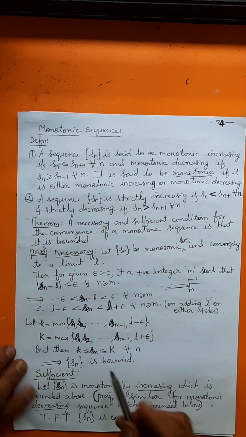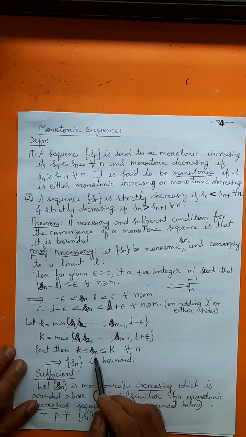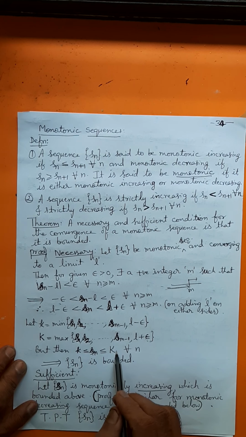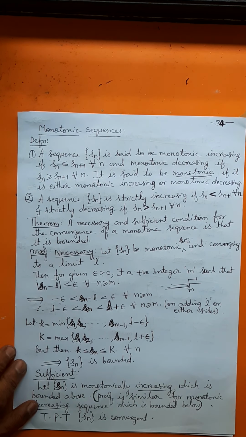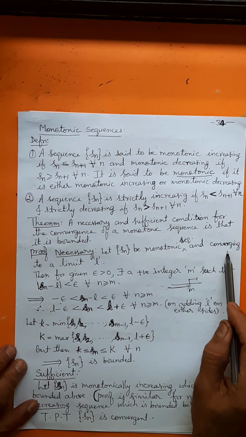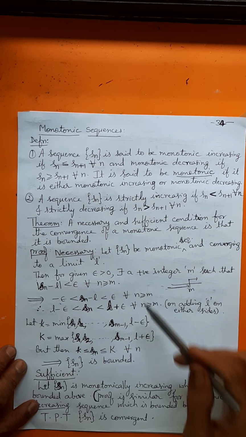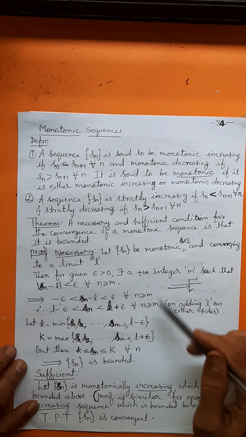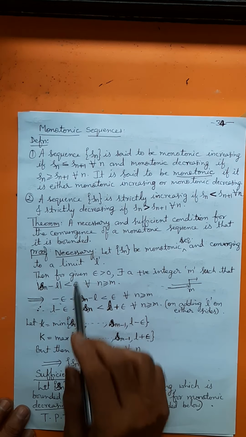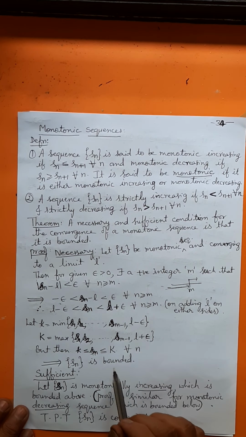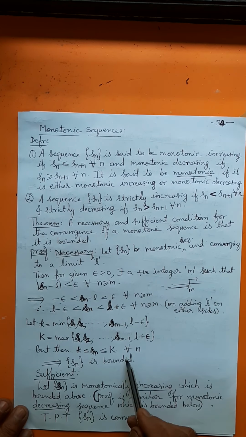Then every term of the sequence Sn lies between small k and upper k. It is bounded above and bounded below, and hence it is bounded. So every convergent sequence is bounded. It is already proved. The same proof is adopted here. Okay. That is the necessary part. Sequence to be bounded is necessary for the convergence. Clear, isn't it? Boundedness is necessary for convergence.